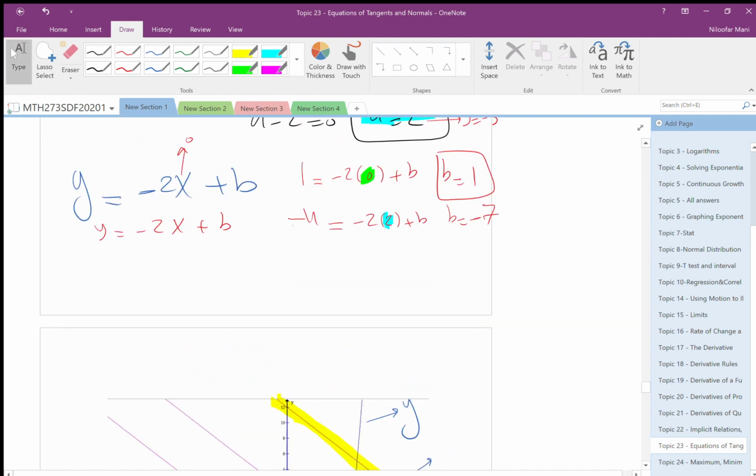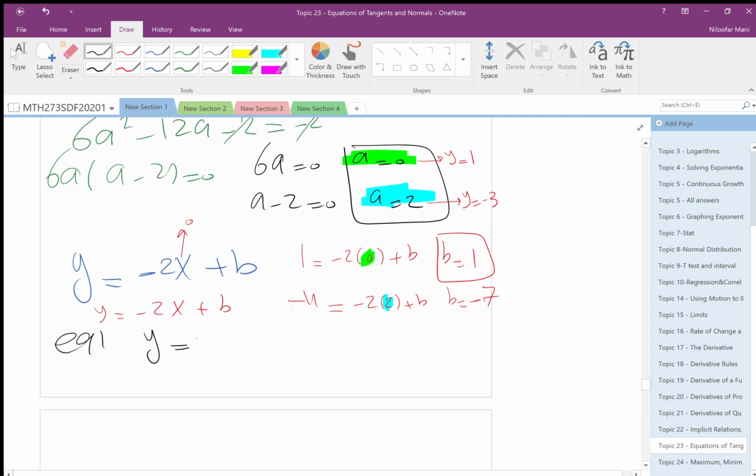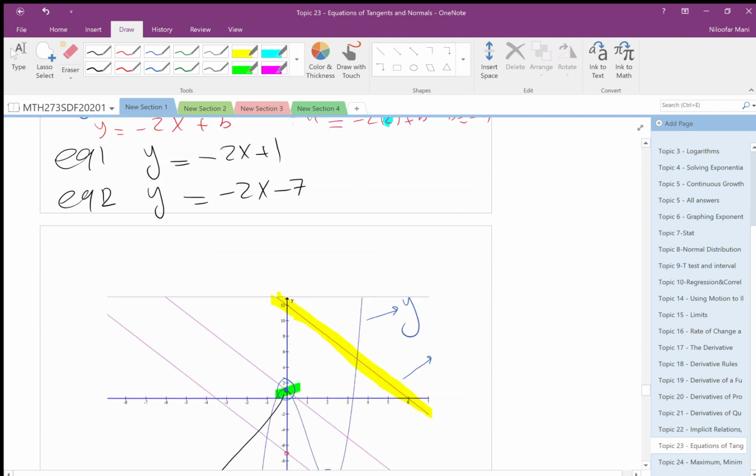Okay, so here I found two equations. Equation 1 is y equals minus 2x plus 1, and equation 2 is y equals minus 2x minus 7. Okay, so this one is here and this one is here. And that's my line that I have.